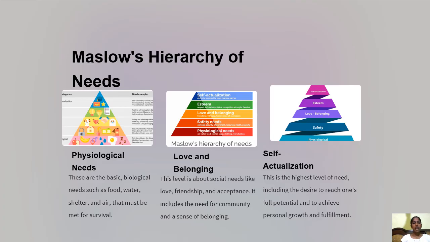Now let us see Maslow's hierarchy of needs. The first one is physiological need. These are the basic biological needs such as food, water, shelter, and air that must be met for survival. In this hierarchy, we study how humans intrinsically partake in behavioral motivation. Maslow used the terms physiological, safety, belonging and love, social needs or esteem, self-actualization, and transcendence to describe the pattern through which human needs and motivation generally move.